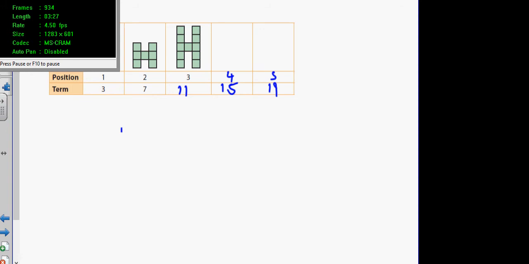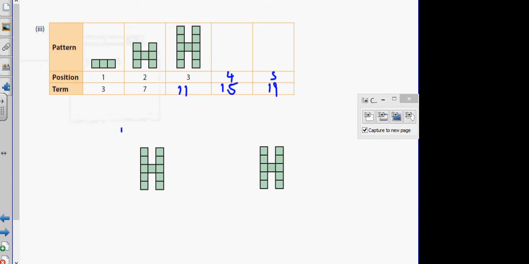Next one. Look at the position. Position 1 has 3 blocks. Position 2 has 7 blocks. Position 3 has 11 blocks. Position 4 should have 15 blocks, and position 5 has 19. Okay, I'm just going to quickly do something here. So what we have to do to these ones is we have to do the top and the bottom. Okay, so we had to add 4 on. You do 1, 2, 3 and 4. So that's that sequence there.